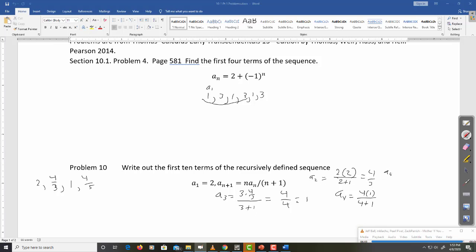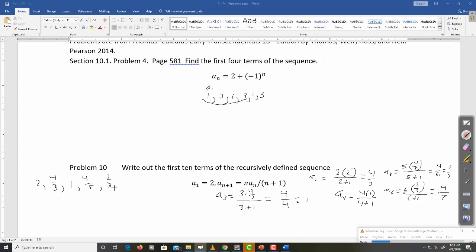Then a sub 5 is 5 times 4/5 over 5 plus 1. So that is 4/6 or 2/3. A sub 6, 6 times 2/3. Probably could have just left it as 4/6, but oh well. Over 6 plus 1. So that's 4 over 7.